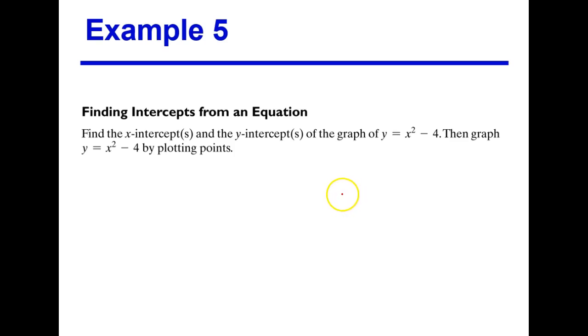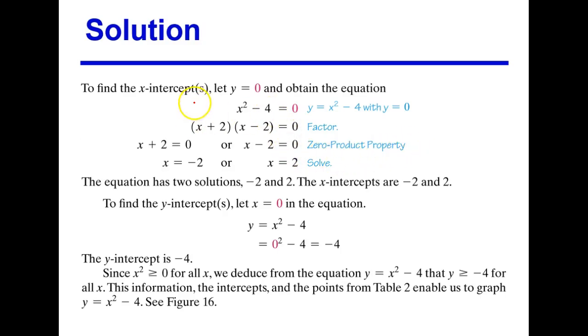So here's my example number 5. Find the x-intercepts and the y-intercepts of this graph, y equals x squared minus 4. Then graph it by plotting points. First, you need to notice that this is again a quadratic because I have that x squared term. So to find my x-intercepts, I set y equal to 0, and then I can simplify and solve.